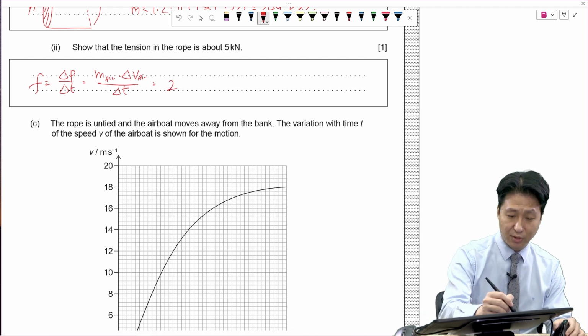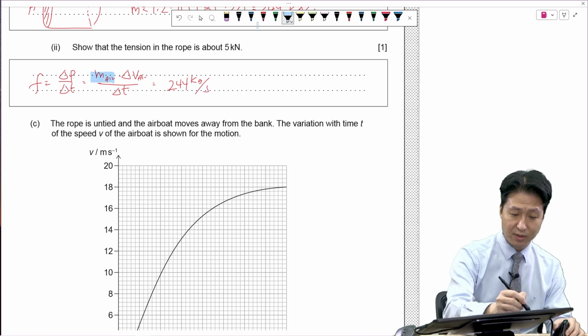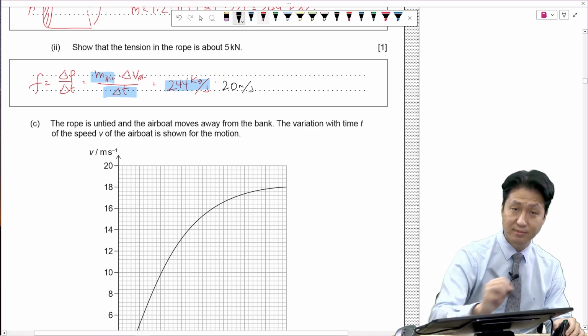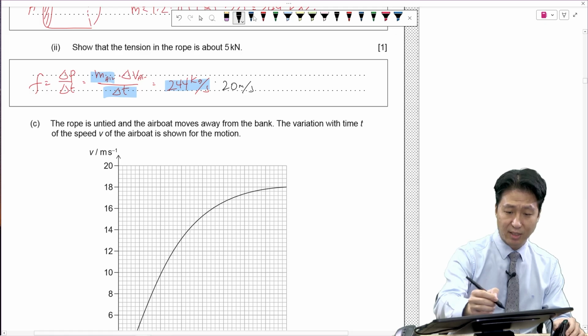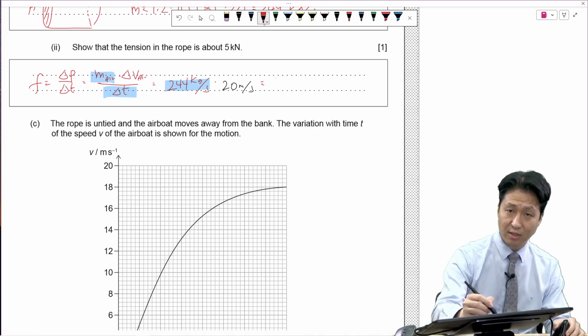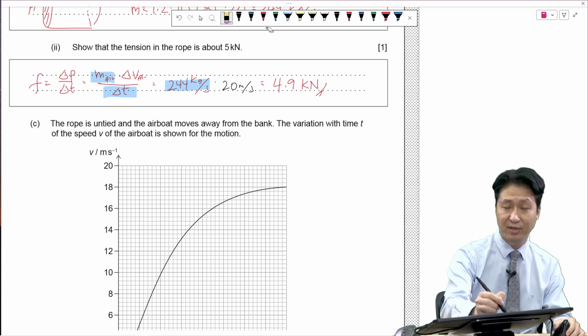So we use 244 kilograms per second for this value here, times the velocity of the air, which is 20 meters per second. And we get approximately 4,900 or 4.9 kilonewtons, which is close enough to 5 as required.